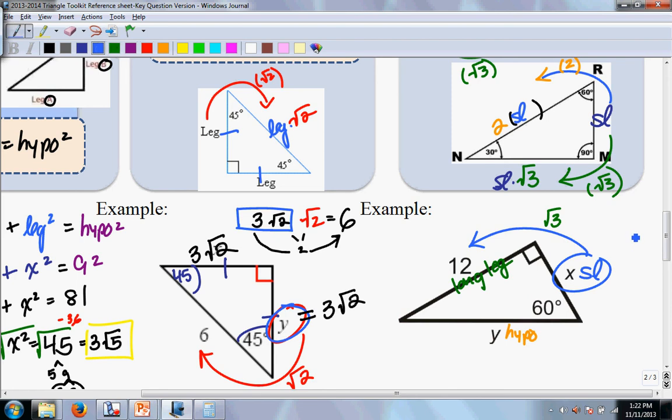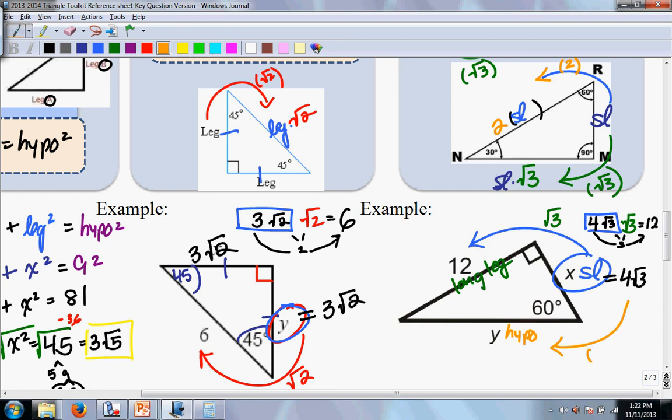So the way we look at this is we have something times root 3 gives us 12. Something times root 3 gave us 12. Now you have to work out what that something is. Well, you know you need a root 3 there, because root 3 times root 3 is 3. And ask yourself, what times 3 is 12? The answer is 4. So for our short leg, we have 4 root 3.